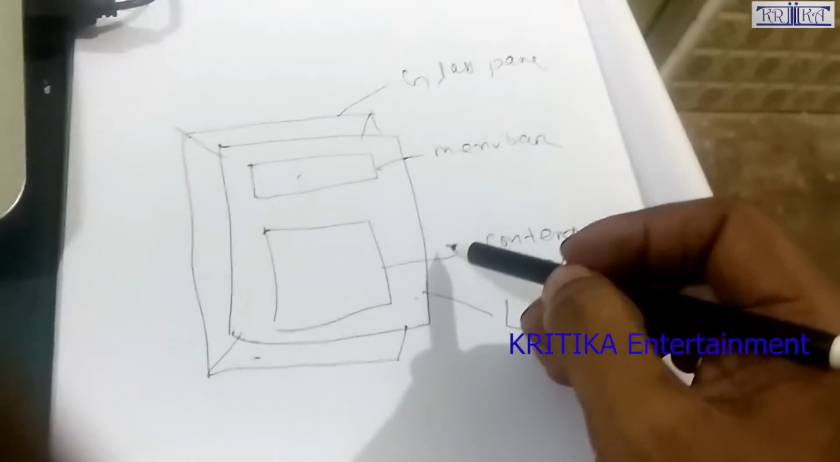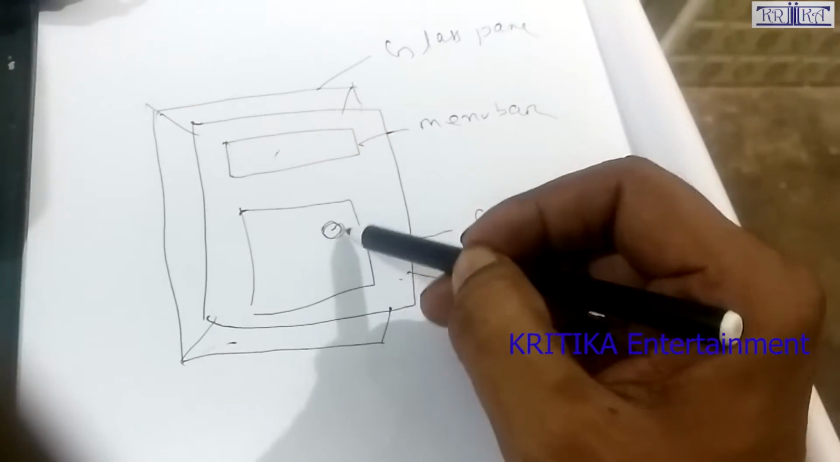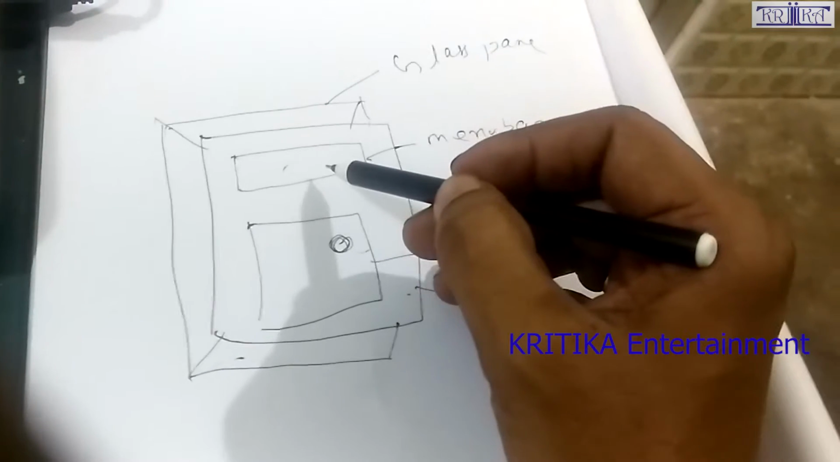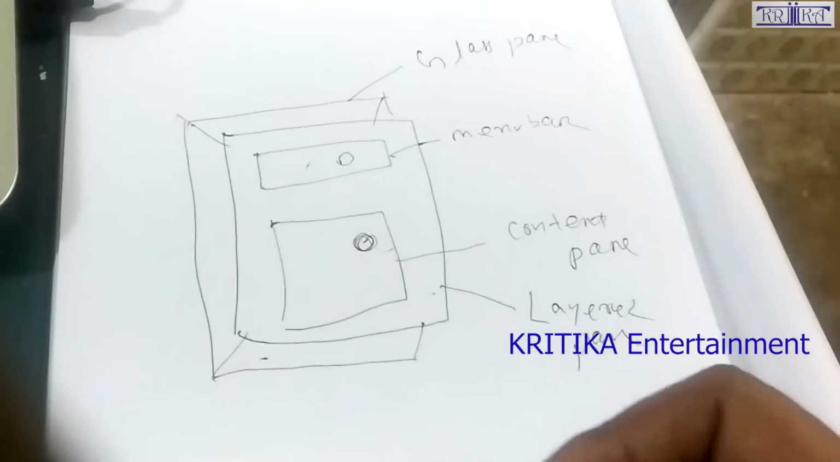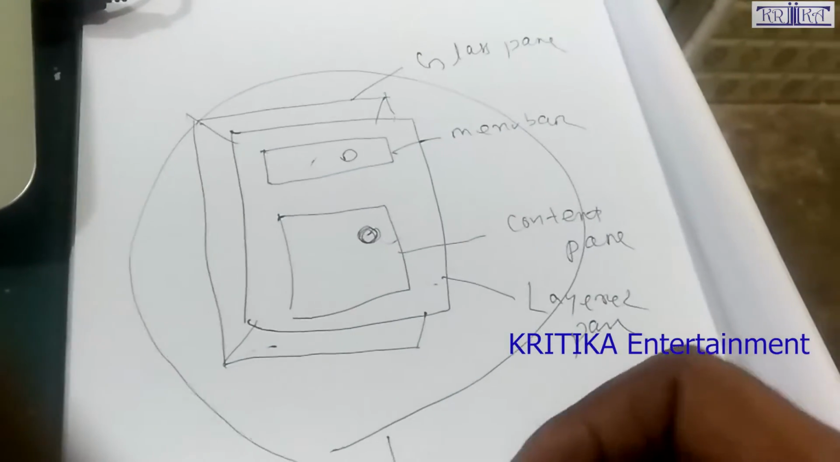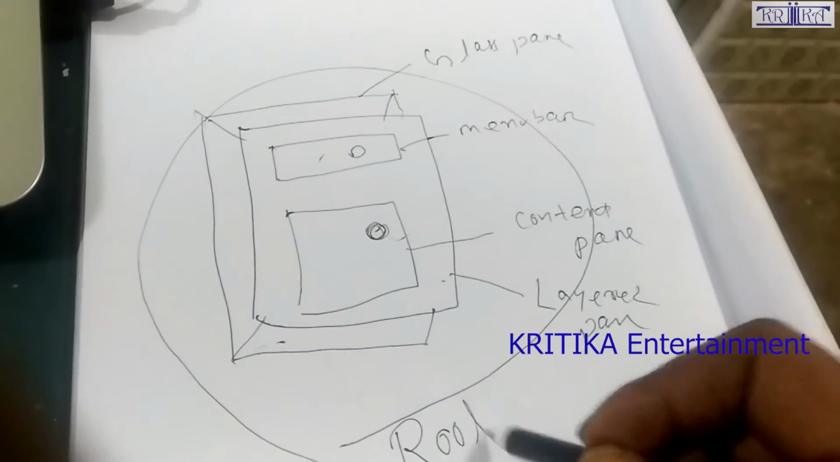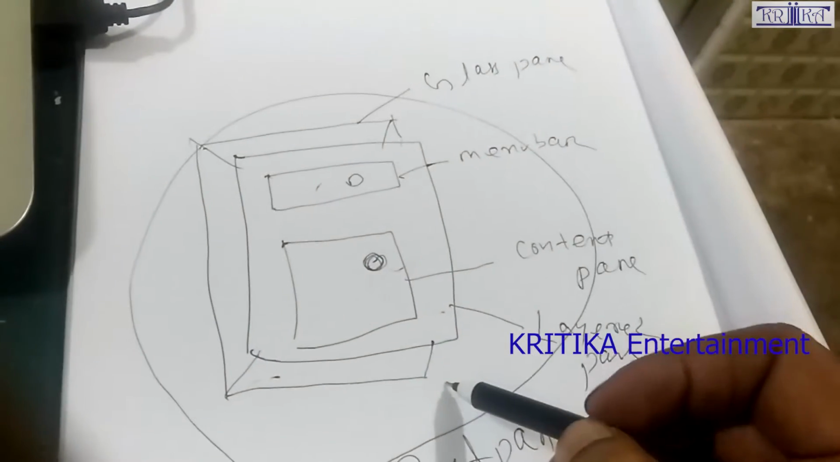Then now I'll tell you how to add one button here and how to add one menu bar here. This total structure is called the root pane. These are the components of the root pane.